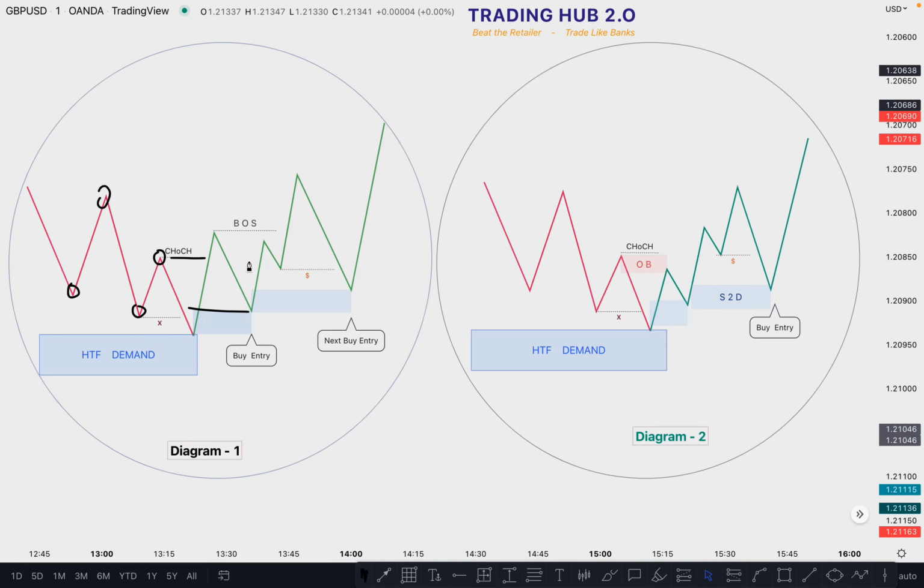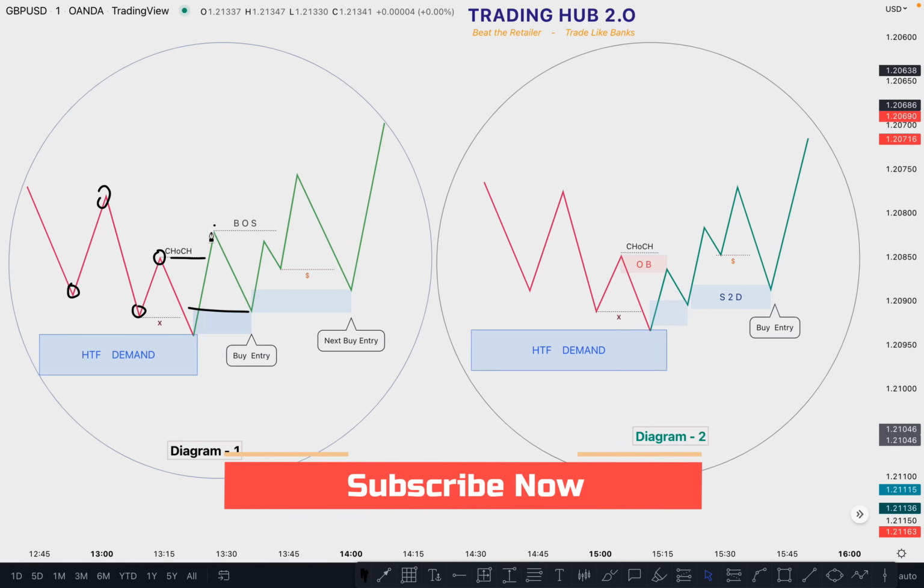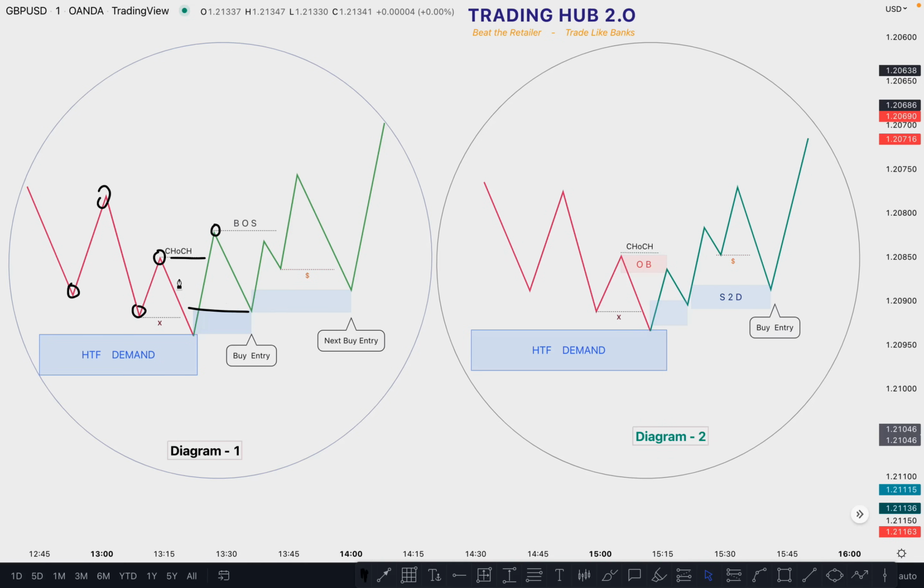This entry is called a change of character based entry, and the second entry is our break of structure. Break of structure is generally a trend continuation. You can see when the market breaks our recent structure, this is our higher high, because the market momentum has changed in the lower time frame and the market is trying to go higher. When the market taps here, this is our first entry.